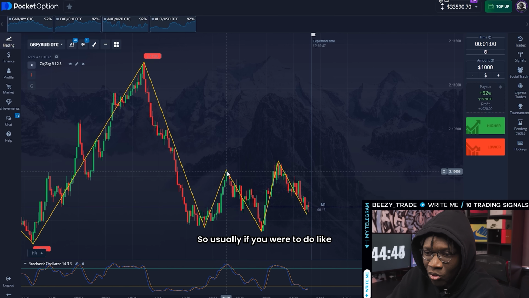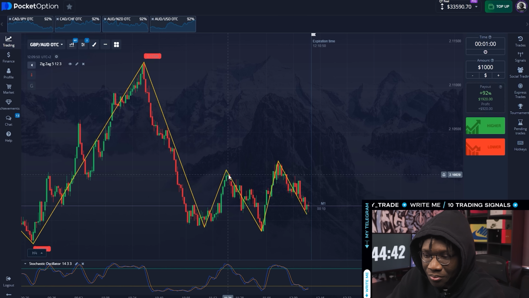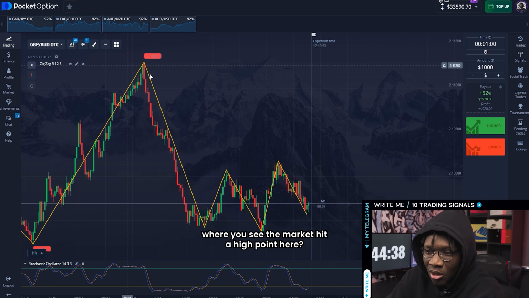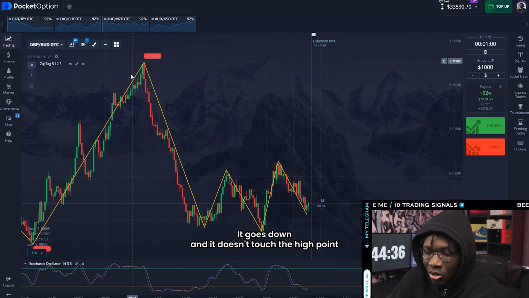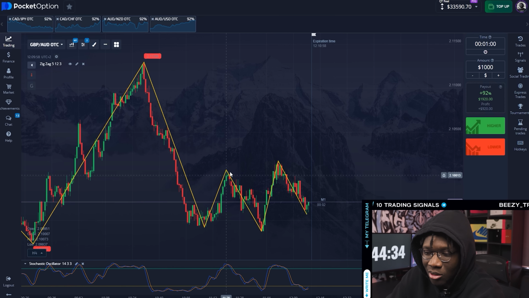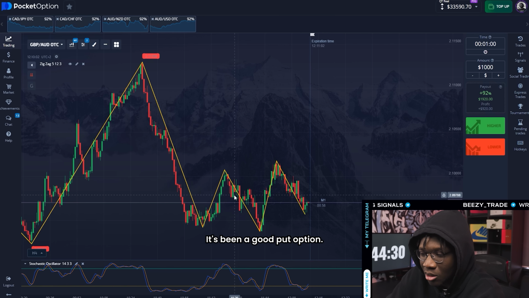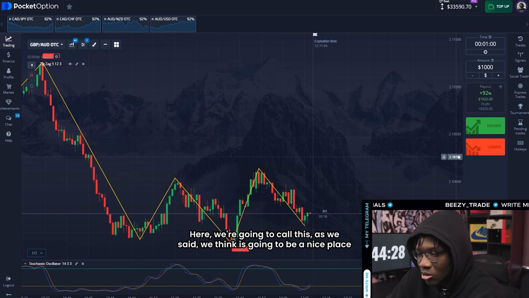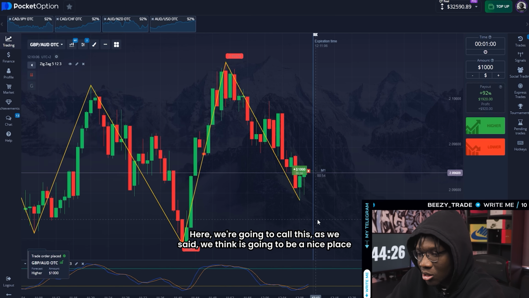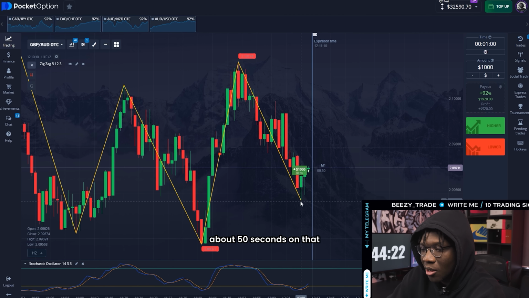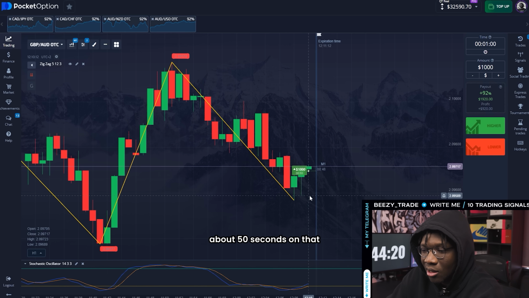Usually if we were to use the 1, 2, 3 strategy, where you see the market hit a high point here, it goes down and doesn't touch the high point again and starts to go down, this would be a good put option. But right here, we're gonna call, just as we said. I think it's gonna be a nice place to enter into a call. Got about 50 seconds on that.